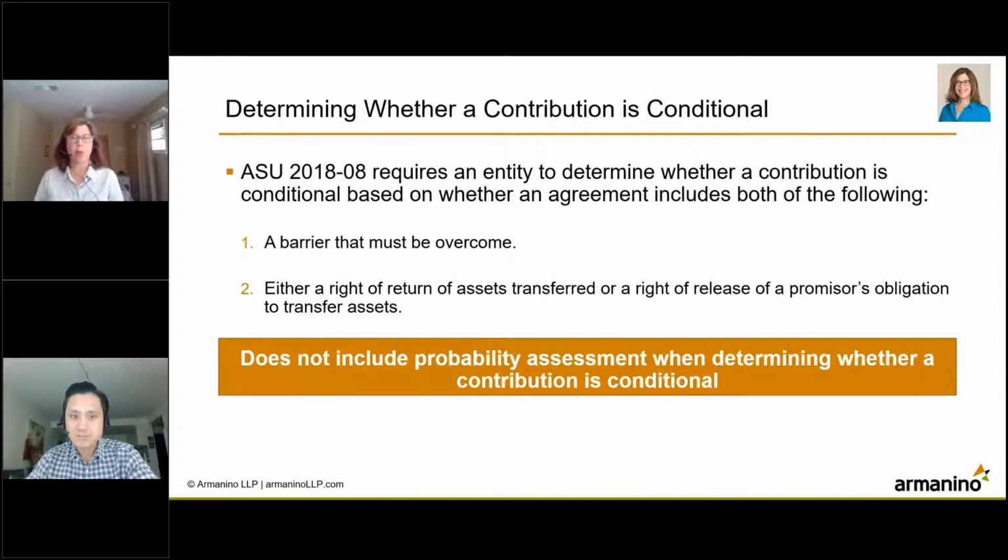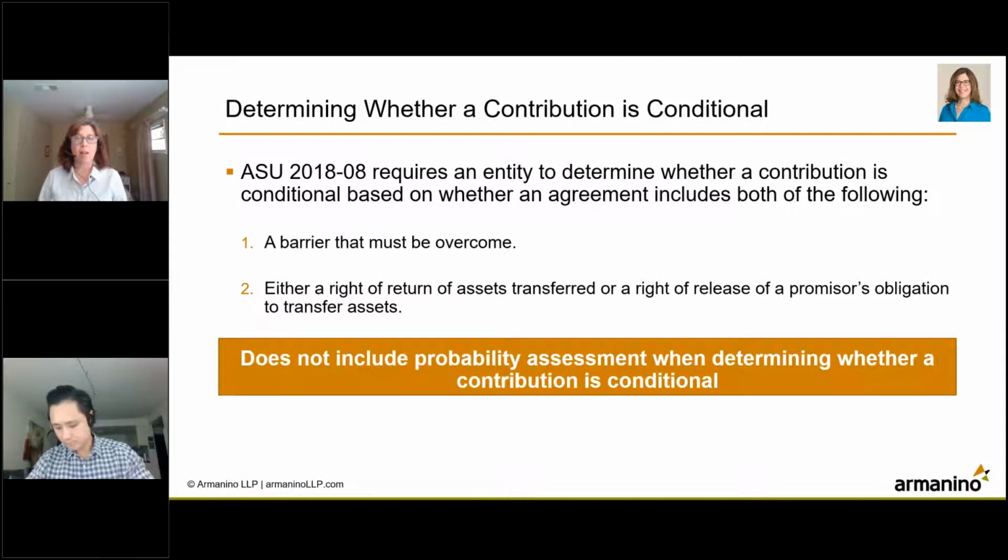And I will tell you that in working with clients on this standard over the past year, this sounds somewhat straightforward, but interpreting agreements to decide whether or not there is a barrier, and I think particularly the right of return of assets, has been a little bit more complex as we actually try and put the standard in practice. We also want to emphasize, it's right here in this big box, that a probability assessment is not part of this. Now, that was the way I think the majority of organizations were assessing whether or not a grant was conditional in the past.